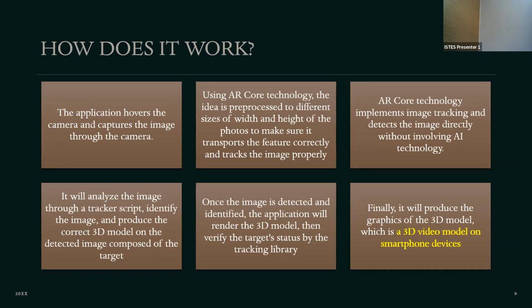With the camera, we track the image, and it will implement the image tracking and detect the image directly without involving AI technology. This is direct from AR technology. AI stands for artificial intelligence, so we don't need the AI programming. It will analyze the image through a tracker script, identify the image, and produce the correct 3D model on the detected image composed of the target.